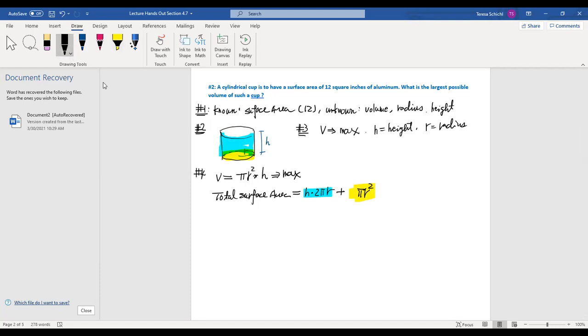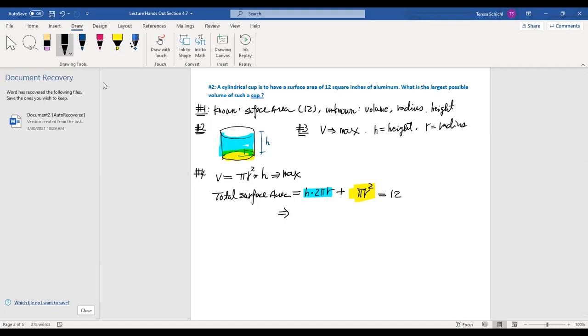Okay, so this is our relations here. Now, so this is a pi r squared here. So when you add these two, is equal to what? Is equal to 12. So I want to solve one variable to become a function of the other variable.